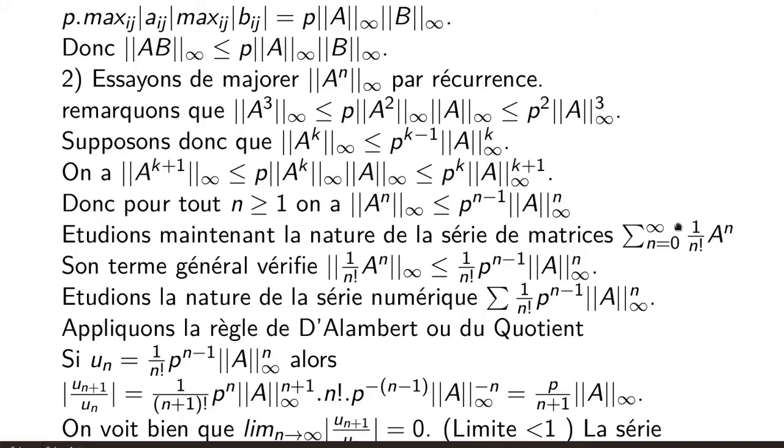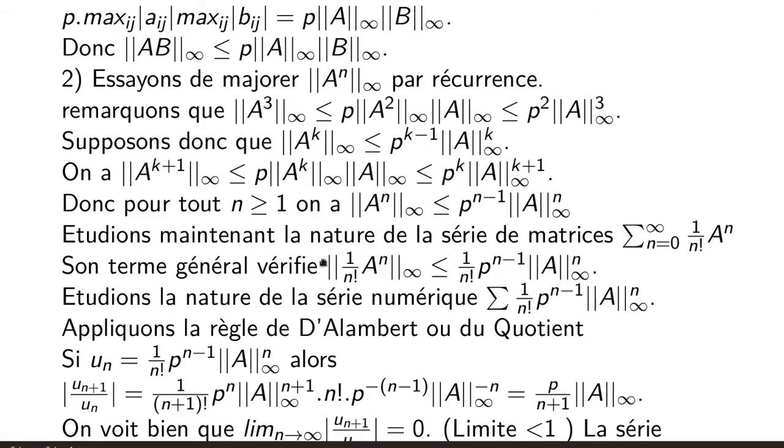We will bound the norm of its general term. Thanks to the previous relation, the norm of this term, the infinity norm, is bounded by 1 over factorial n, positive, consistent with the norm. And the infinity norm of A to the power of n is bounded by P to the power of n minus 1, infinity norm of A, all to the power of n.